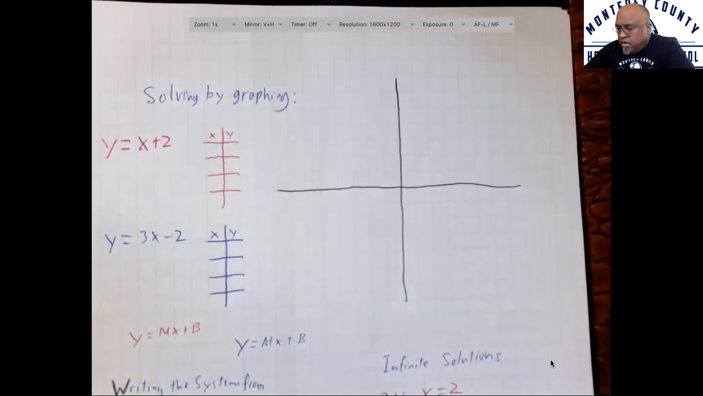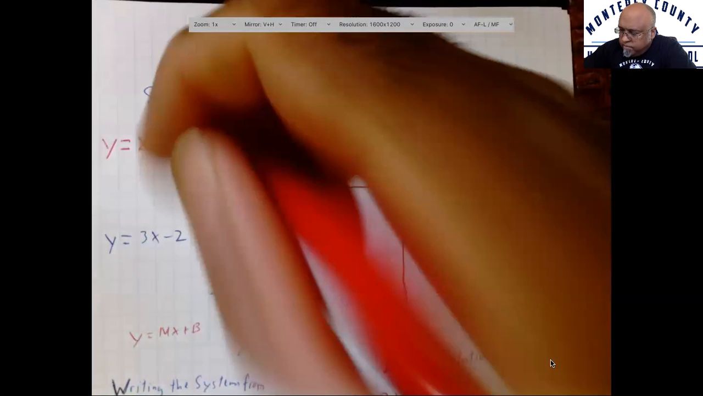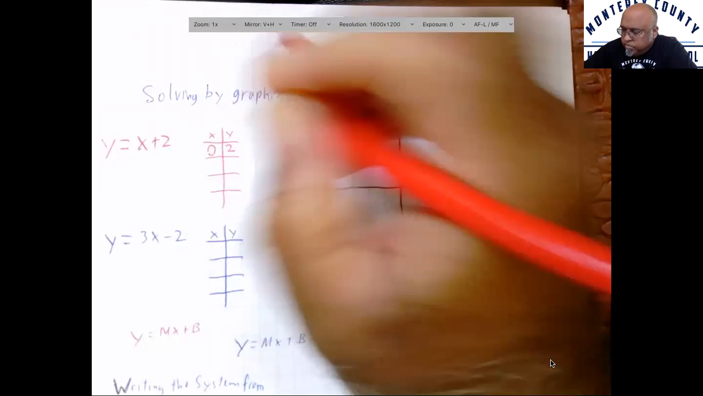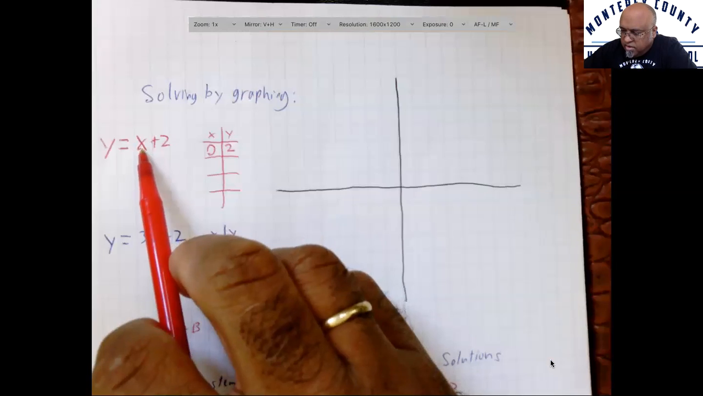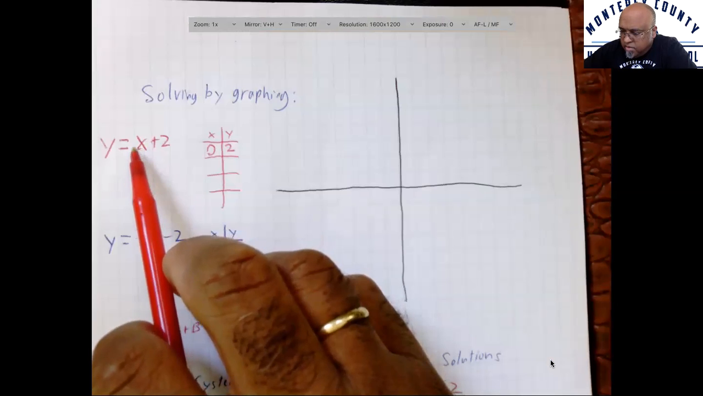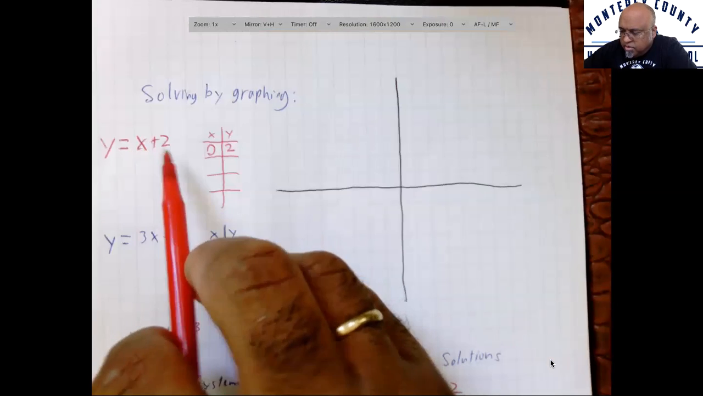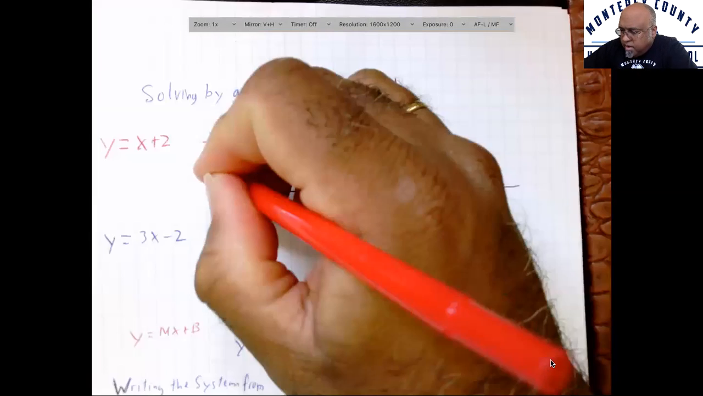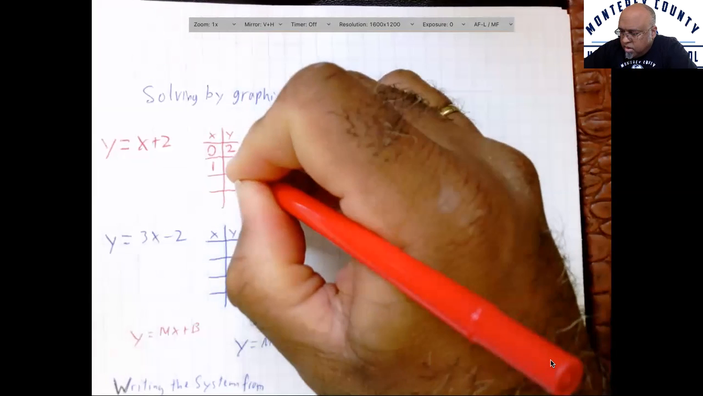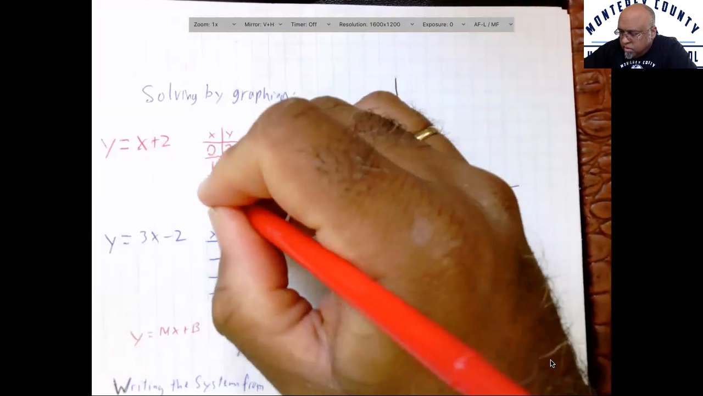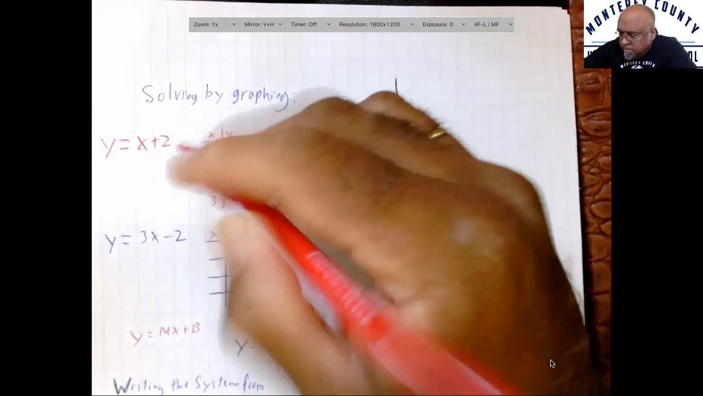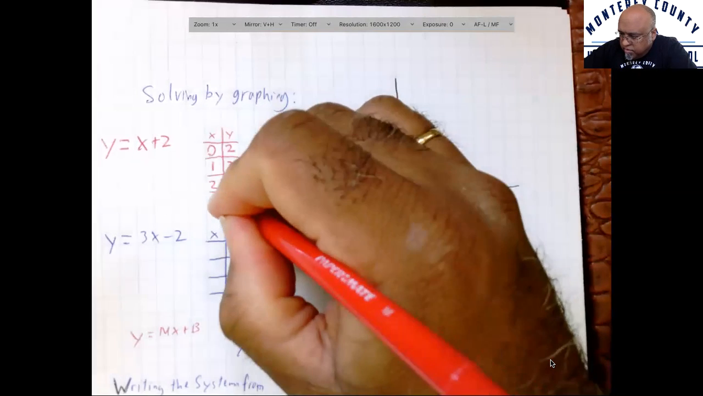Now, I'm going to come up with a table of values. If x is 0, then y would be 2, because 0 times 1 is 0, plus 2 is 2. Okay, so if x is 1, 1 plus 2 is 3. If x is 2, 2 plus 2 is 4. If x is 3, then 3 plus 2 is 5.